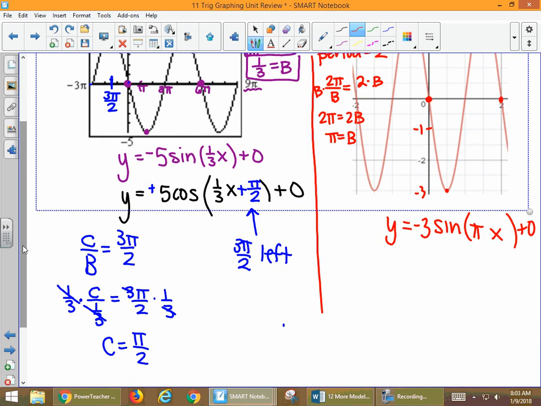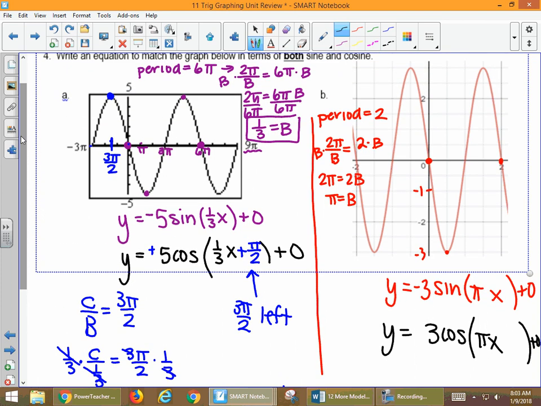Cosine shares almost all of these details. The amplitude is the same. The number in front of x is the same. And our vertical shift is the same. So that plus 0 is going to be the same. Now, depending on where you want to start your cosine graph, you're either going to use a reflection over x or not. I like to do as few transformations as possible, so I'm going to start here on this maximum.